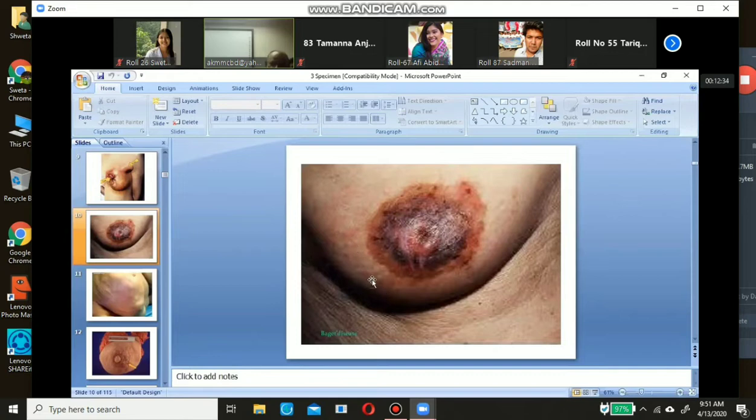You see, the skin becomes like an orange peel. Look at the skin here, and look at the skin here. There are multiple dimples here. This is the peau d'orange. And this is the carcinoma breast.